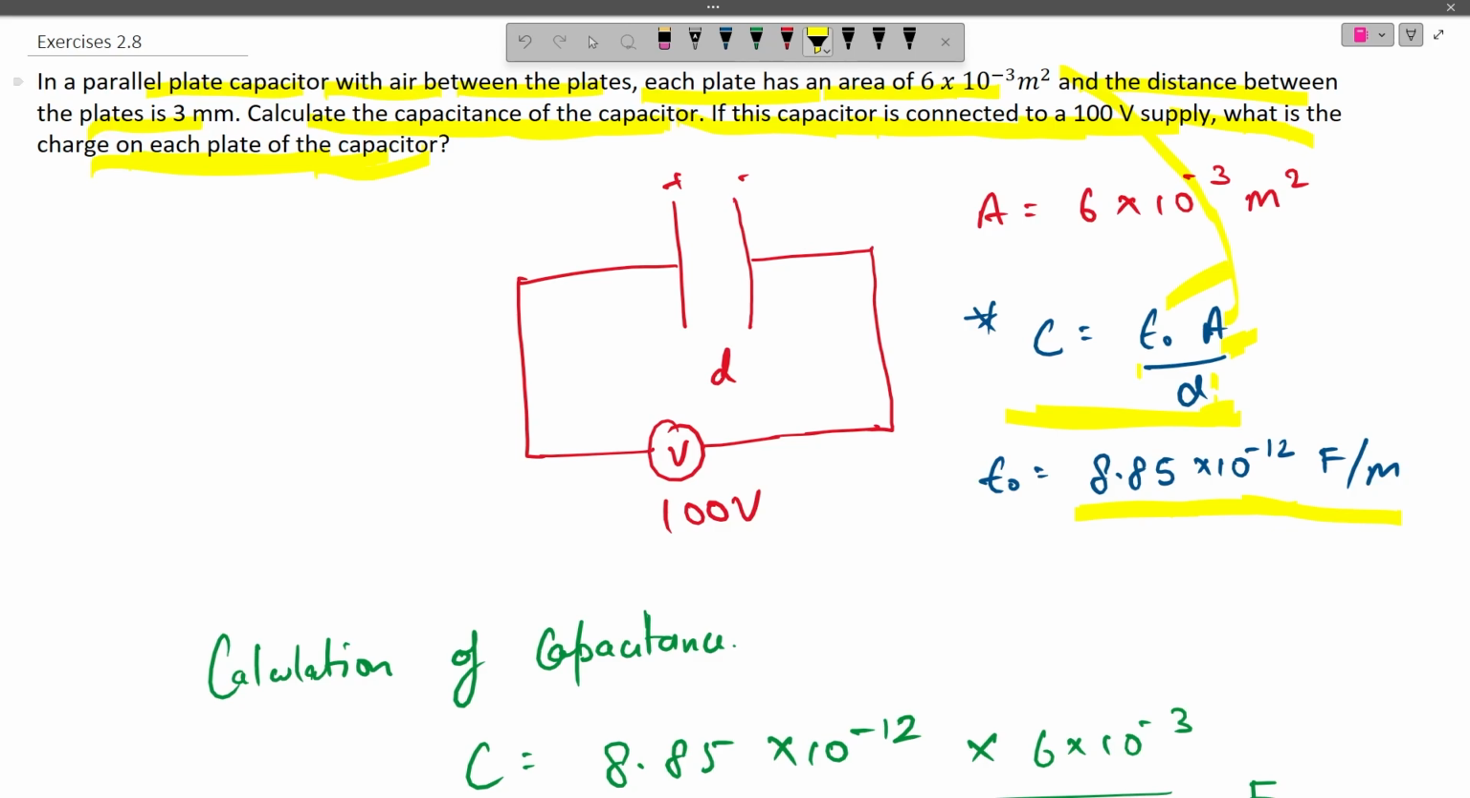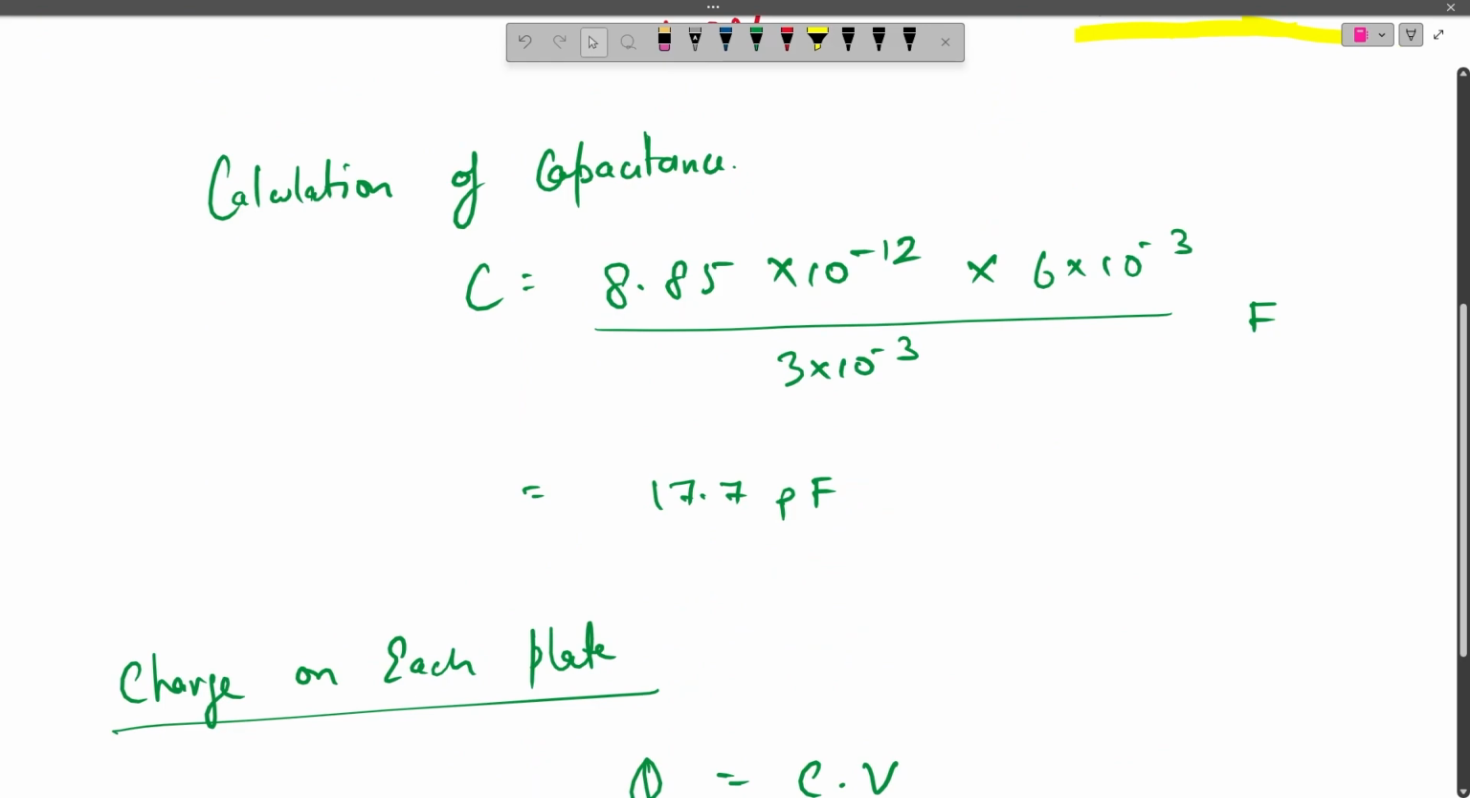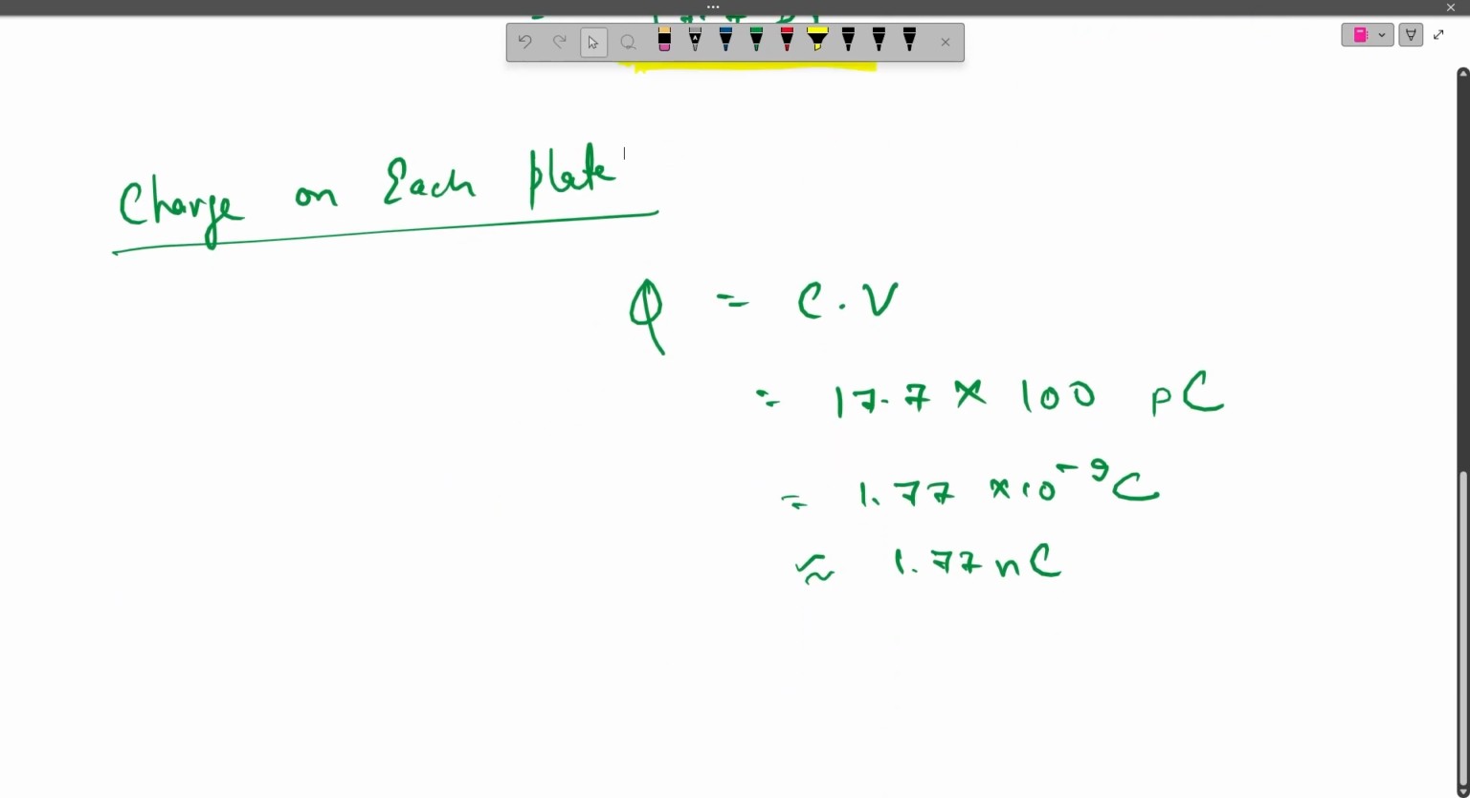Now substituting these values, we will get a value of 17.7 picofarad for the capacitance. And for the charge on the capacitor, given the potential difference, we know its expression is C times V, or capacitance times voltage. Now capacitance is 17.7 picofarad and voltage given is 100 volt. So its result would be 1.77 nanocoulomb.